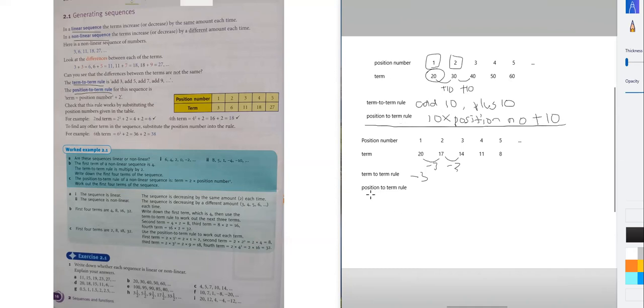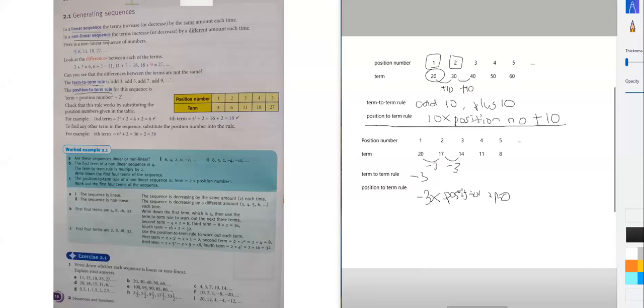Okay. Next one, look at this position to term rule for the minus one. So basically, it is the same. When you have minus 3 for the term to term rule, all you have to do is couple it with position number. Just write position number in words like that. Position number, and then after that multiply it with minus 3. In this case, it's minus 3 because it keeps reducing by 3. So then after that, you need to know whether this is justifying the answer or not. If not, then we have to do something.